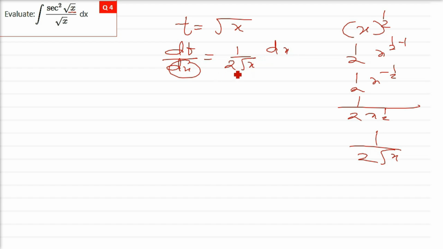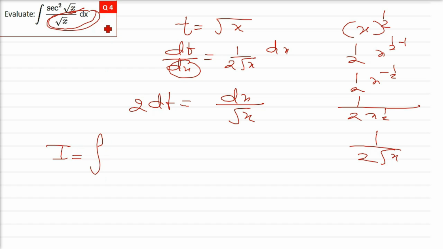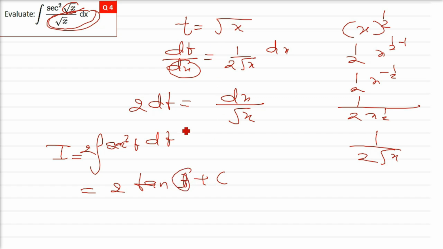The dx will go on the right. 2 you can bring on the left. So this will be 2 dt equals dx by root x. Now this whole will be 2 dt. So this integration will become something like this. 2 we can take outside. Dt will remain inside. This will be sec square t. And sec square t has a direct integration, which is tan t. So 2 tan t plus constant of integration is going to come. Now just replace t by root x, which we have earlier taken. So 2 tan under root x plus c is the final result.